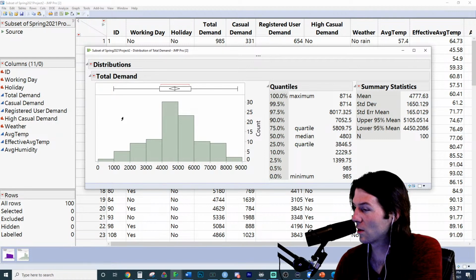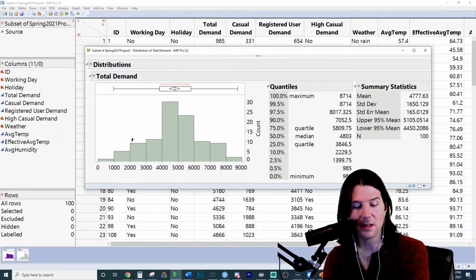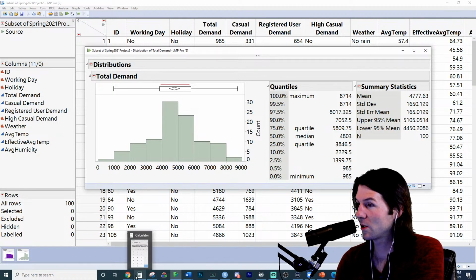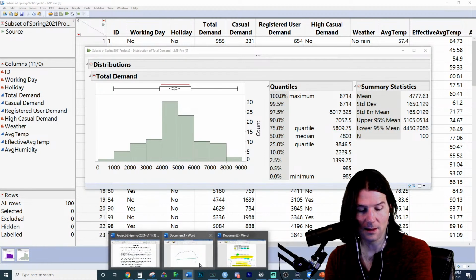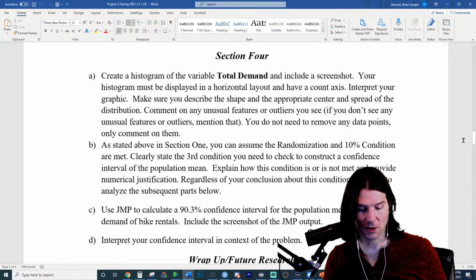Should our subset be less than 10% of the full sample? I believe we're saying that it's less than 10% of the population. So good question right there, Grace. Did we mention anything about population size right here real quick?